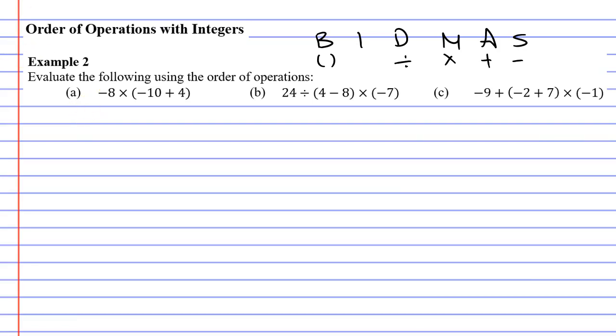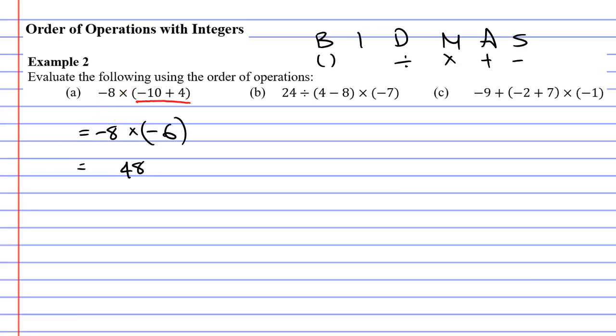Starting off with question A, we can see we've got a set of brackets there, so we'll start by underlining what's inside the brackets, and negative 10 plus 4 is negative 6. We then need to carry down anything that was not underlined, so the negative 8 and the multiplication symbol. Now it's best practice in maths to put negative numbers in brackets just so that you know that it's negative 6 and not minus 6. Now we can work this out. 8 times 6 is 48, and we have a double negative, so we leave it as positive 48.